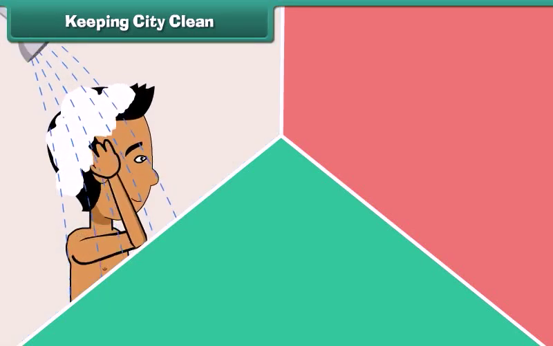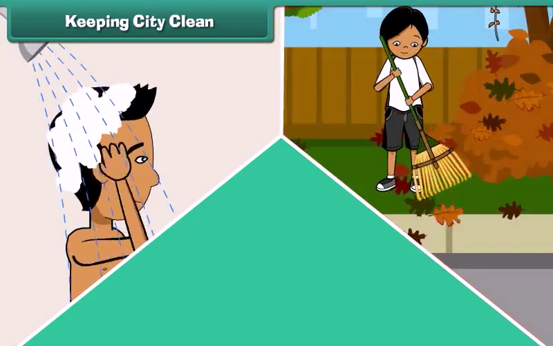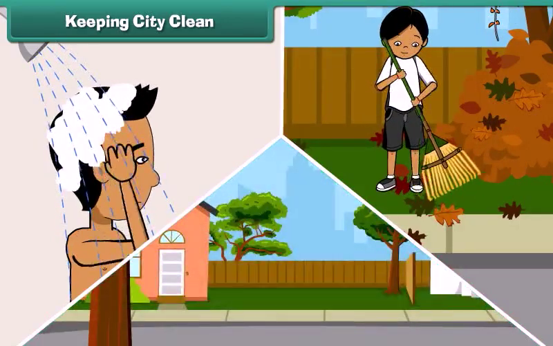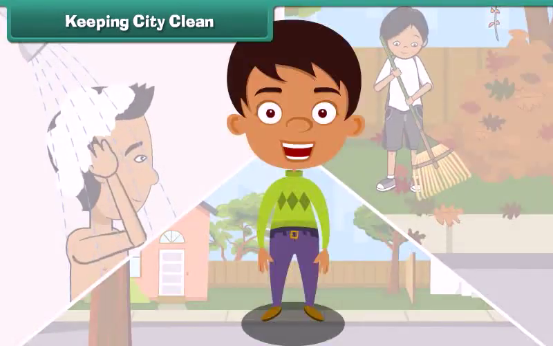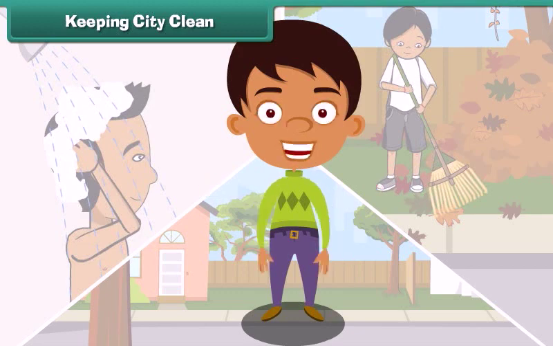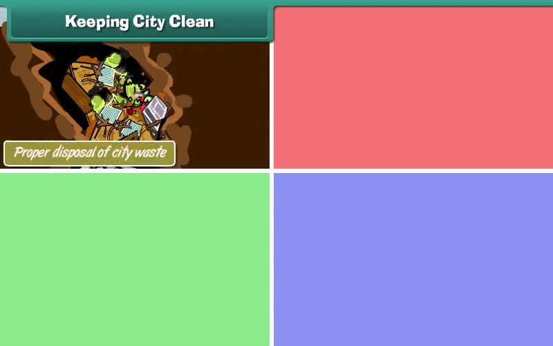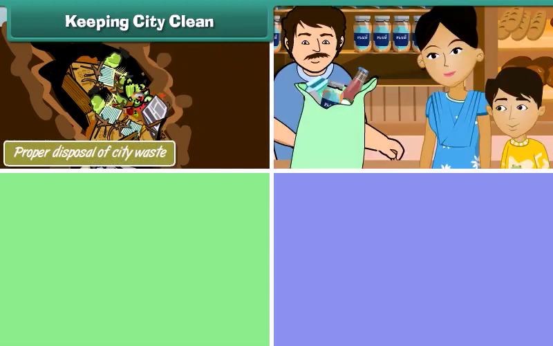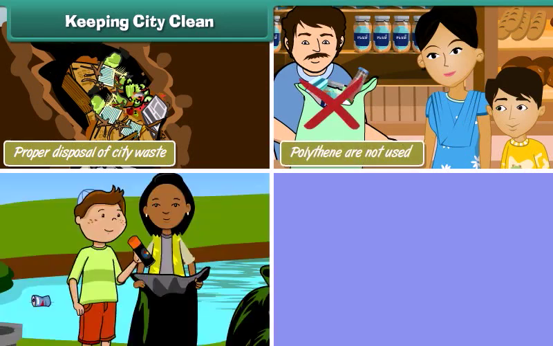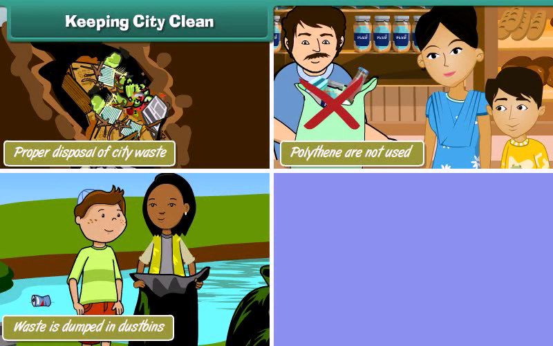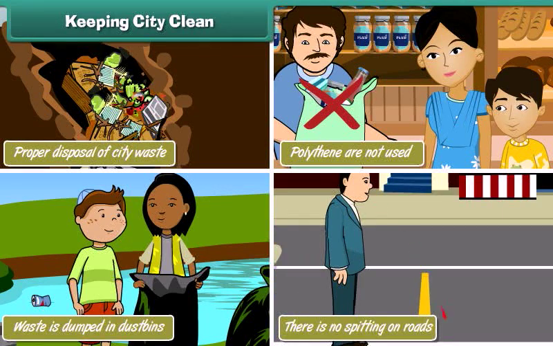Keeping the city clean. It is not enough to maintain personal, neighborhood, and community hygiene. It is also our responsibility to keep our city clean. We can keep our city clean by ensuring that there is proper disposal of city waste, non-biodegradable substances like polythene are not used, waste is dumped in dustbins, and there is no spitting on roads.